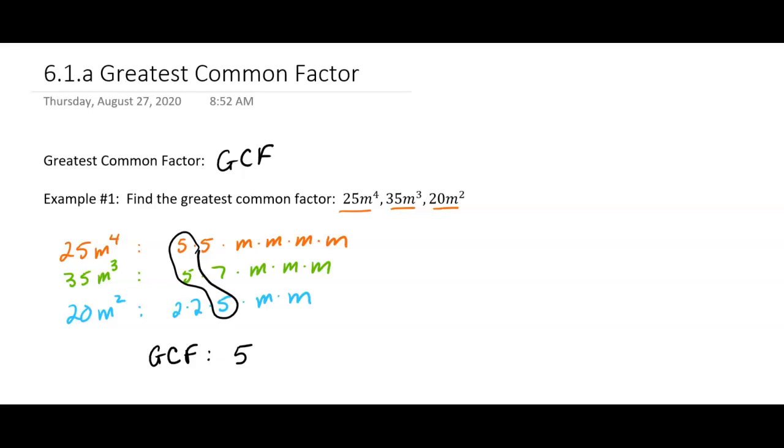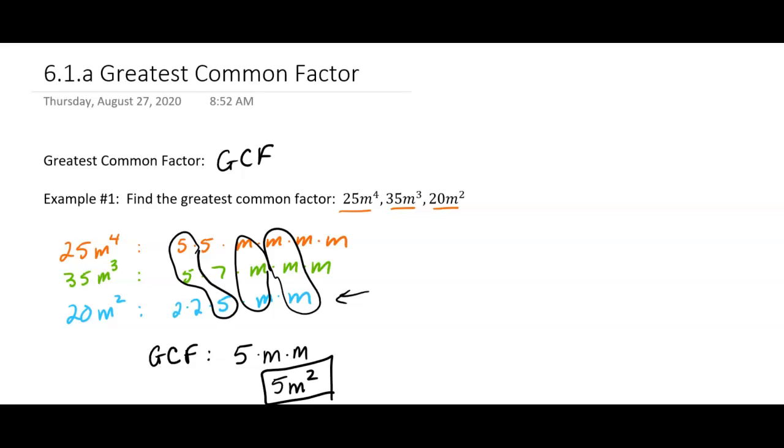Now, what about the m's? The m's are actually a little bit easier. They all have at least one m, and they all have another m, right? So it's like the smallest number of the variable. So that's going to be m times m. Now we're not going to write 5mm, we're going to write 5m squared. That would be the greatest common factor.